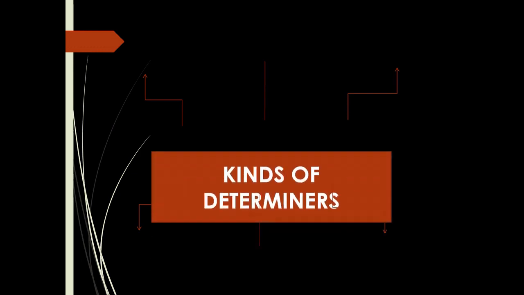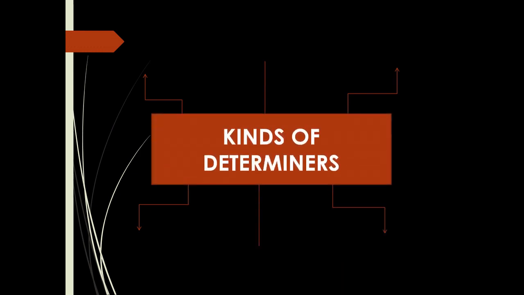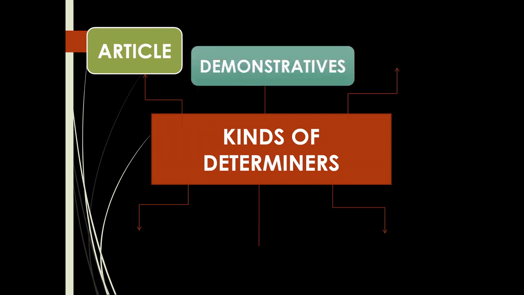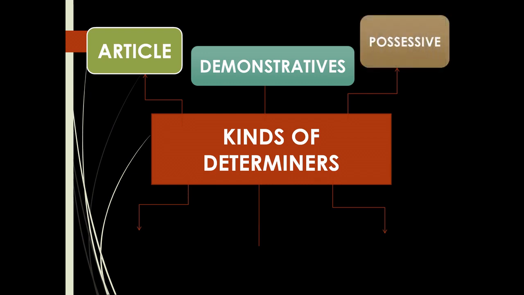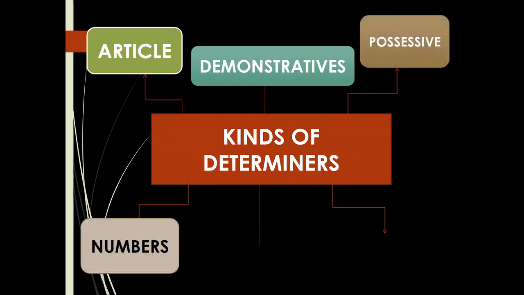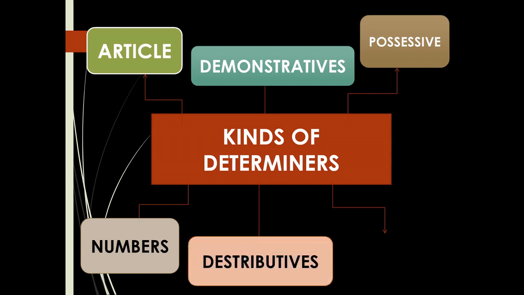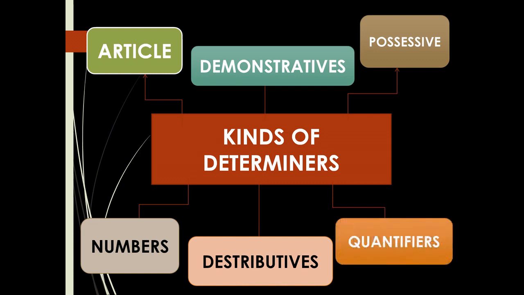So, let's see how many kinds of determiners there are. Number 1, article. Number 2, demonstratives. Number 3, possessive. Number 4, numbers. Number 5, distributives. Number 6, quantifiers.